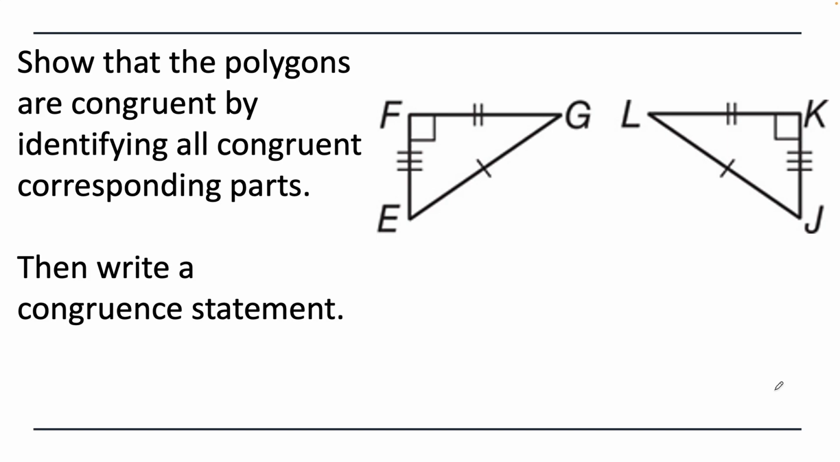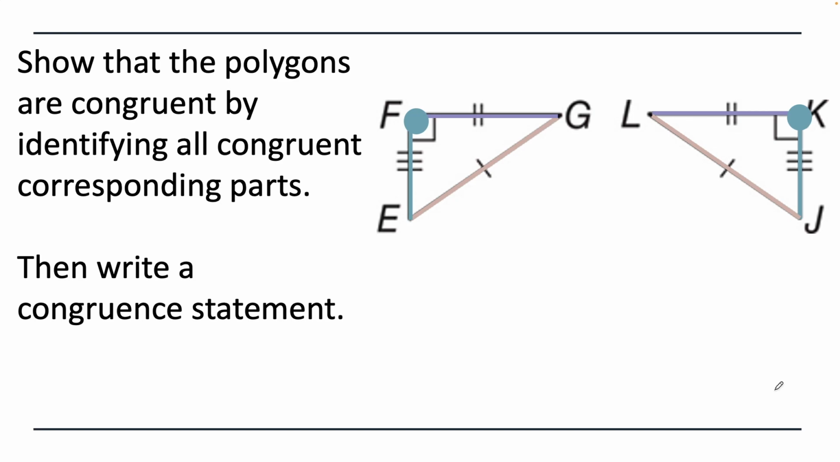One more like that. This one's a little bit harder because it's kind of mirrored. So let's look at the sides first. These two have just the one marking, so those are congruent. And then FG, LK, those have the two little lines, so those match up. And then FE and KJ. This time we did the sides first, which is fine. And then we know that the right angles are congruent, so F and K.